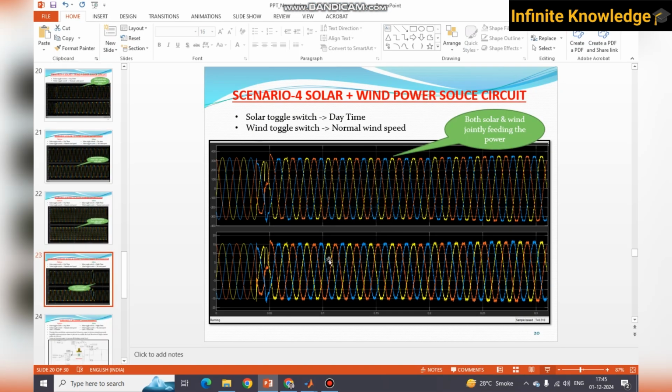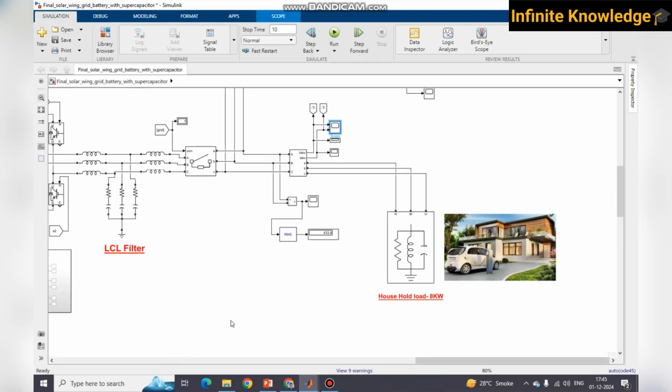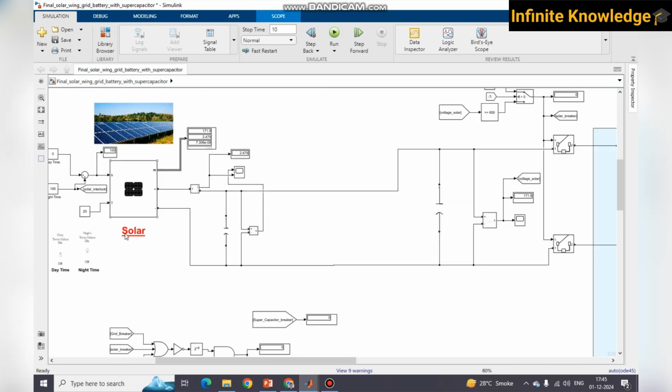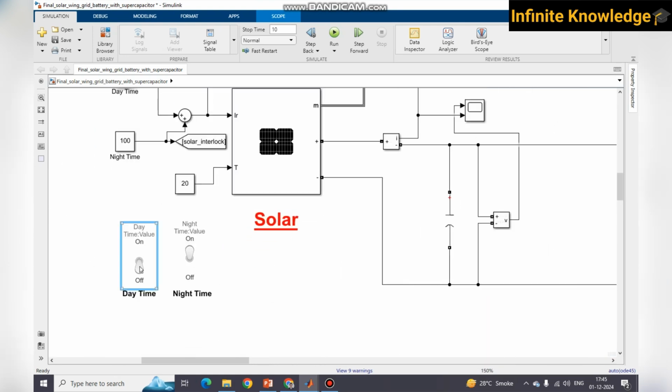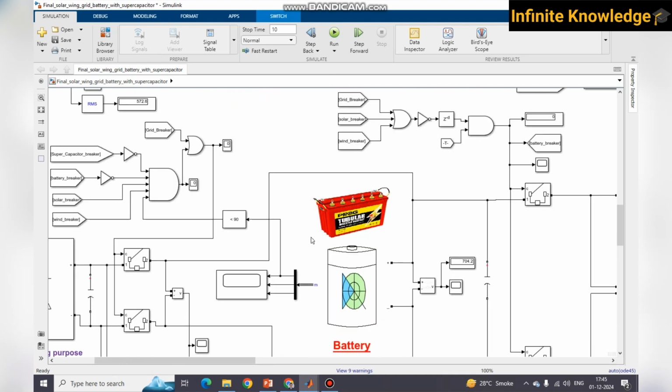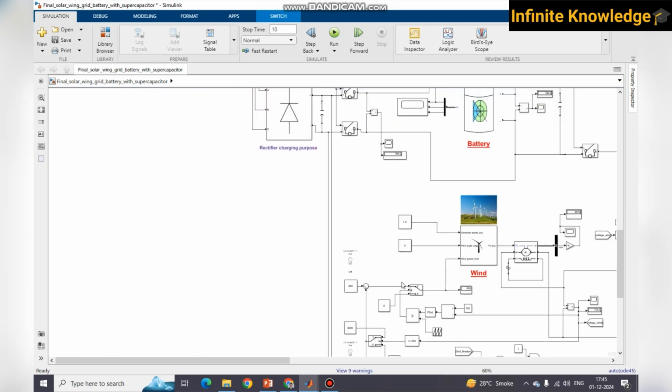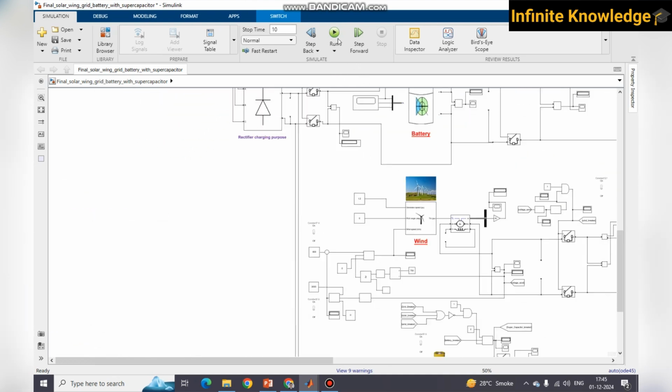So I am creating this situation in the simulation. Initially I can start the daytime, okay, and wind is also available. Wind takes some time.